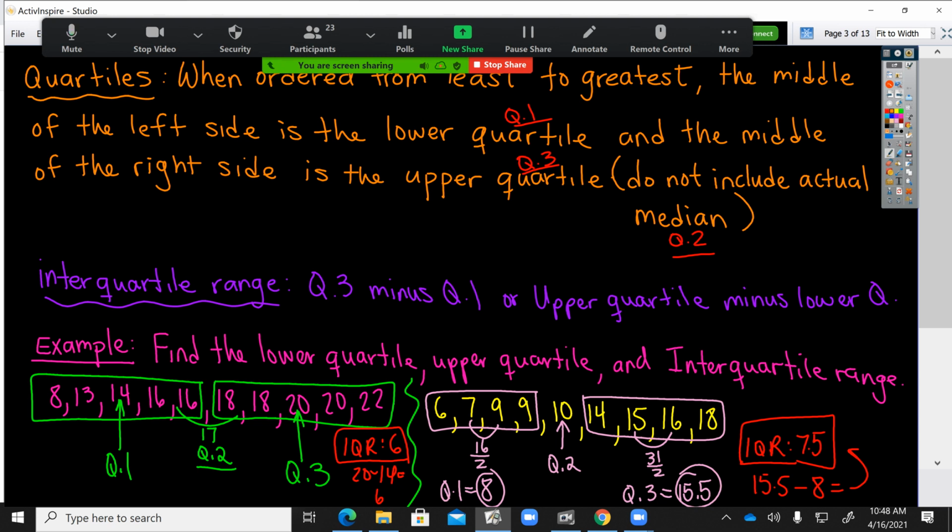Actually, let's talk about quartiles before we move over. The quartiles, when ordered from least to greatest: the middle of the left side is the lower quartile, and the middle of the right side is the upper quartile. The median is the second quartile, quartile 2. And the interquartile range is similar to the regular range, but instead of subtracting the smallest number from the biggest number, you're subtracting the lower quartile from the upper quartile.